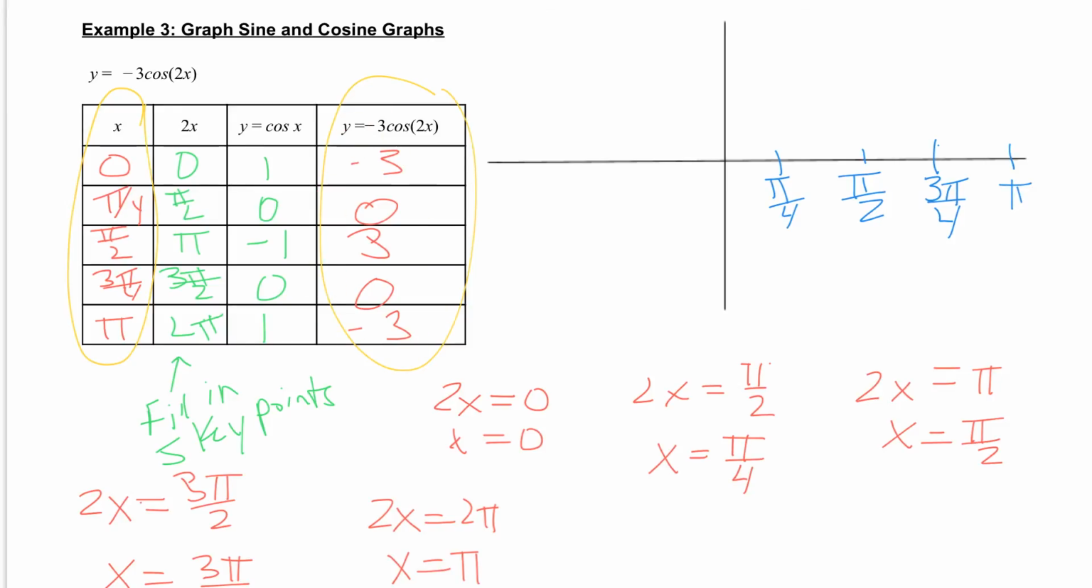Taking a look at my y values, remember I am stretching my graph vertically by 3, so I'm going to be going between 3 and negative 3. So here's 1, 2, 3, negative 1, negative 2, and negative 3. And then I can plot these points. My first point is 0, negative 3. Next point is pi over 4, 0. Next point is pi over 2, 3. Next point is 3 pi over 4 and 0. And finally I have pi, negative 3.